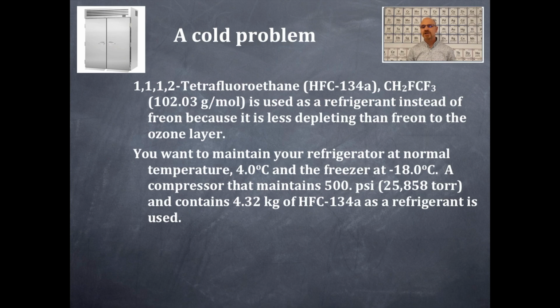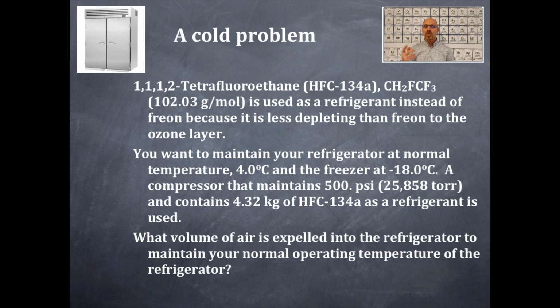You want to maintain your refrigerator at a normal temperature of 4 degrees Celsius, and your freezer at negative 18 degrees Celsius. A compressor maintains 500 psi, which is 25,858 torr, and contains 4.32 kilograms of this tetrafluoroethane as a refrigerant. What volume of air is expelled into the refrigerator or the freezer to maintain normal operating temperature?